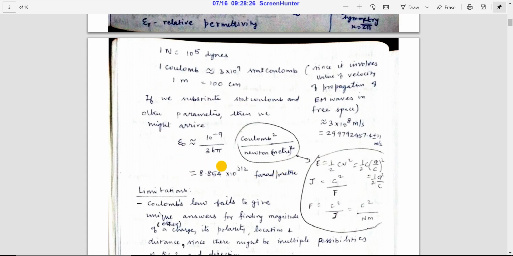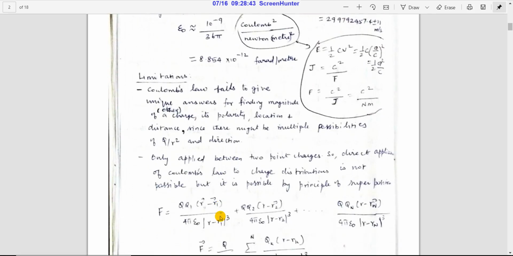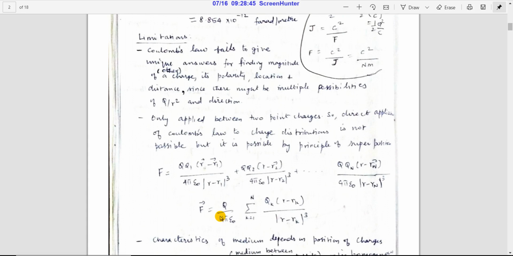If you want to know how that particular epsilon naught has been derived, you can go through it, but this is not important as far as your subject is concerned. But if you want to know, you can go through this particular material. I have given it to you, so you can refer to this material.